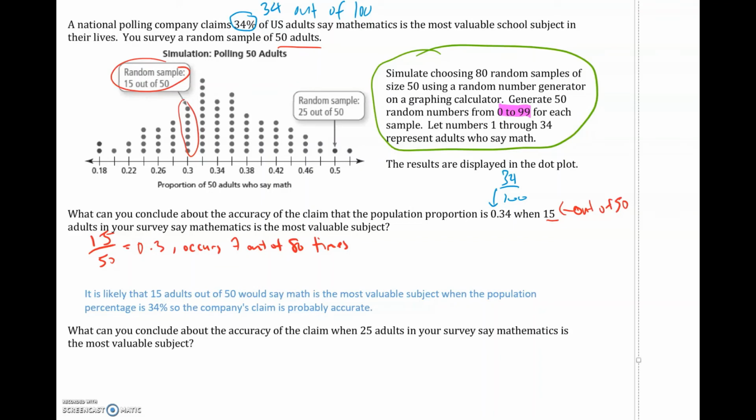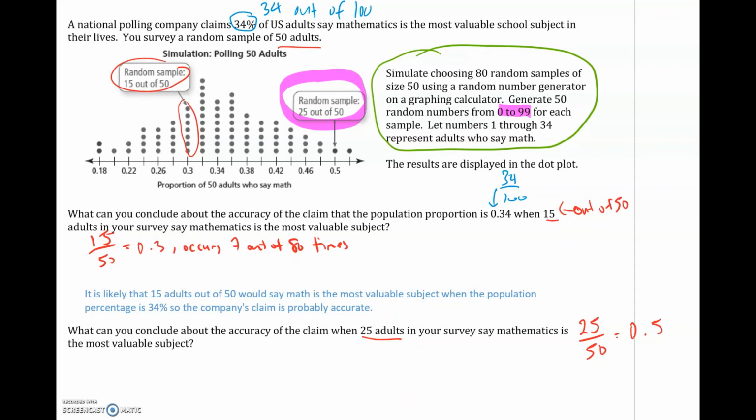Okay, so if we look at the second question, what if we went out and polled again, and let's say now instead we had 25 of our 50 said math is the most important subject. So now instead of having 15, we've got 25 now. So we have 25 out of 50, which is now 0.5. So you can see here, and I'll highlight this one in a different color, we've got this 25 out of 50 right over here, on the right.